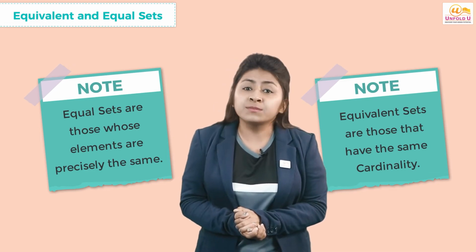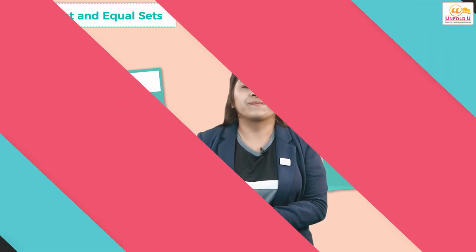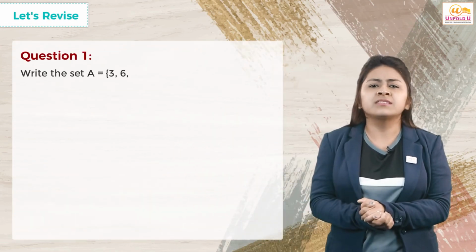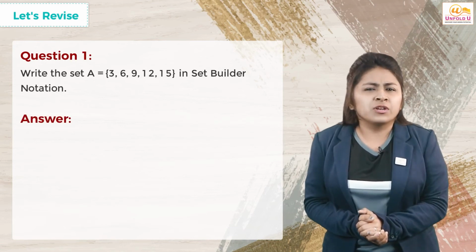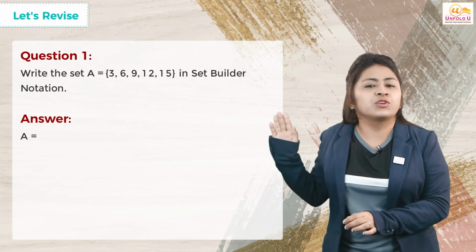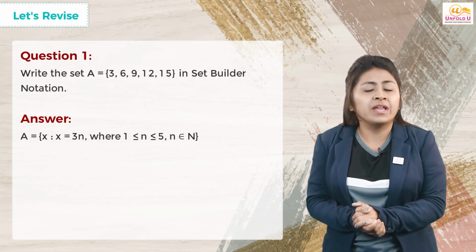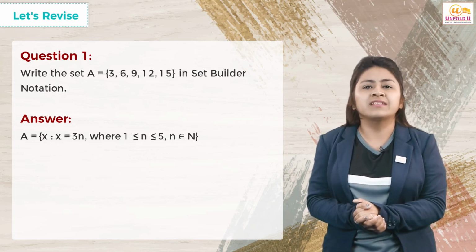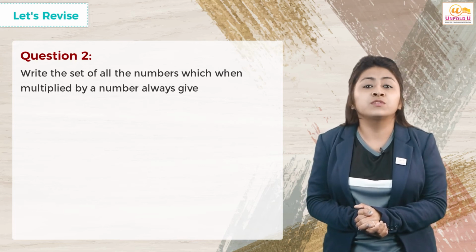So this was all in this module. But before coming to the end of this module, let's revise what we have studied. So the first question is, write the set A equals 3, 6, 9, 12, 15 in set builder notation. The answer is, in set builder notation, A is written as this and is read as x such that x is equal to 3n, where n goes from 1 to 5 and n belongs to capital N, that is natural numbers.